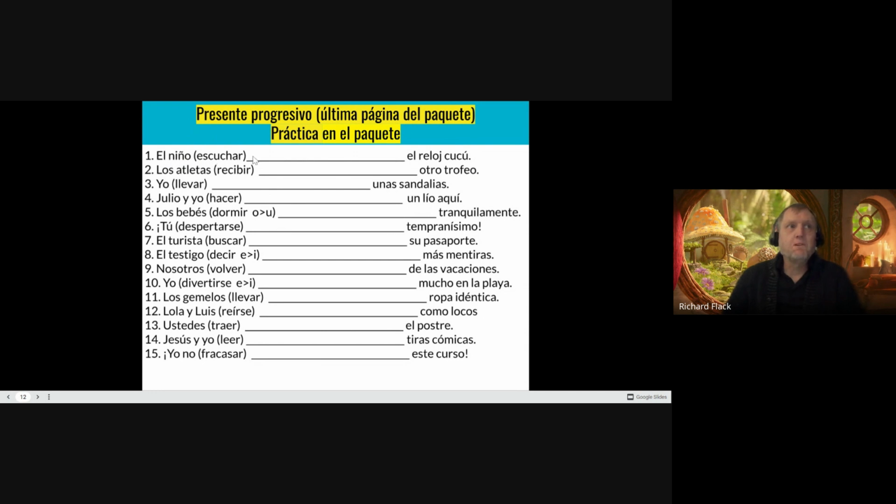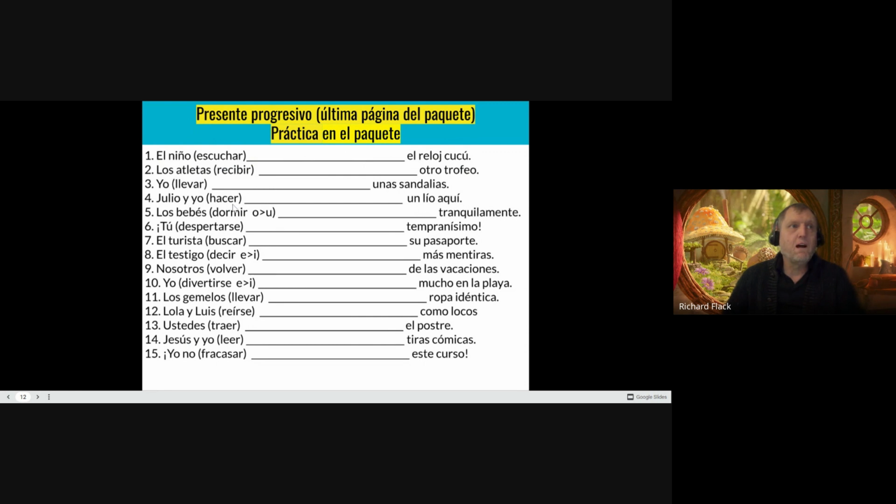So our first step is we need to use the verb estar. For el niño, third person singular would be está. And then we need to make a participle out of escuchar. We're going to cut off our AR, which leaves us escuch. And then we're going to add ando for an AR verb. And we get escuchando. So my whole sentence should say, el niño está escuchando el reloj cuckoo. All right, your job, complete the other 14.